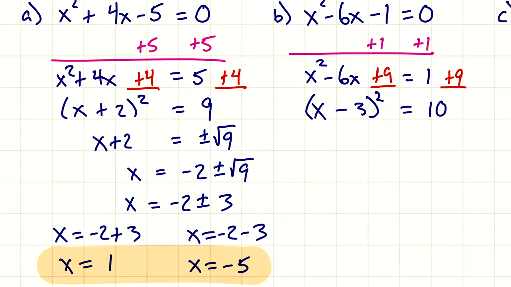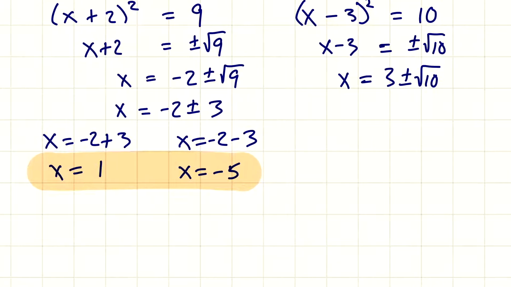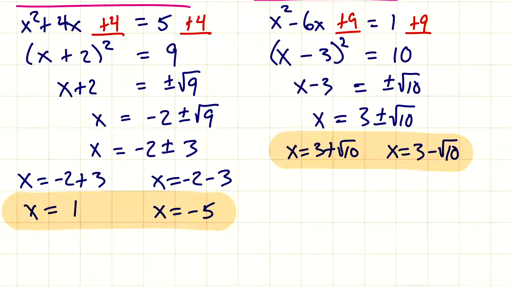So that's where the x minus 3 comes from. All right, so I'm going to solve this, and this is going to be x minus 3 equals plus or minus the square root of 10. I'm going to add 3 to both sides, and we're going to have 2 possible answers. So we're either going to have x equals 3 plus the square root of 10, and x equals 3 minus the square root of 10. All right, so that's the set of answers for that one.